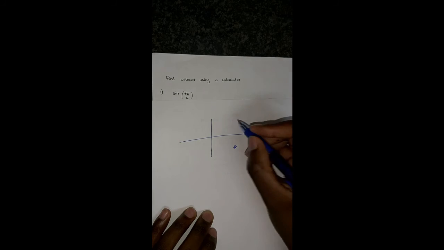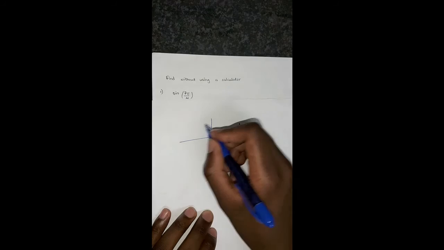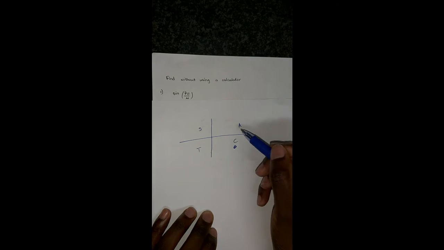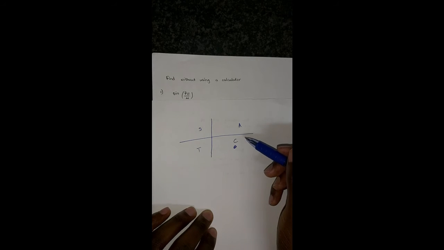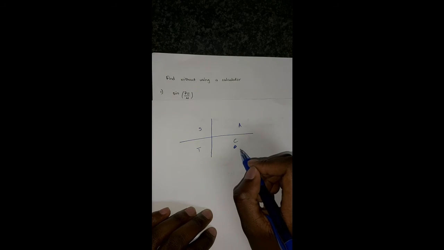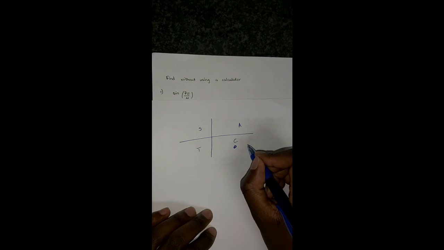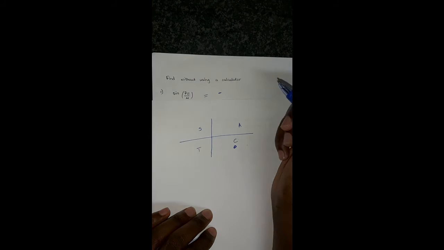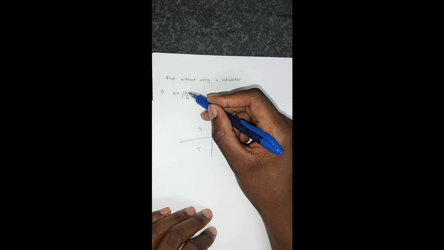So the first thing you can do is write your O sine tan C. You can use "all silly tomcats" to remember these. Only cos is positive in this quadrant, so sine is going to be negative. So in our particular case, we can already write that it's negative something.